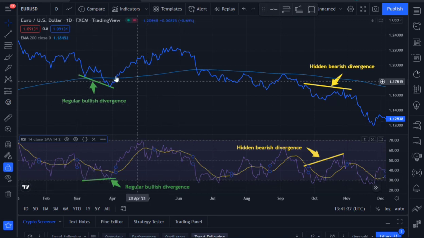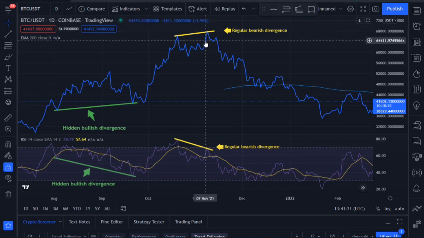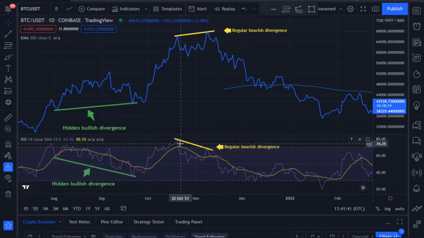While in the regular bearish divergence, as you can see over here, the price keeps forming higher highs. That's why it's going higher like this, as you can see, while the oscillator keeps forming lower highs.